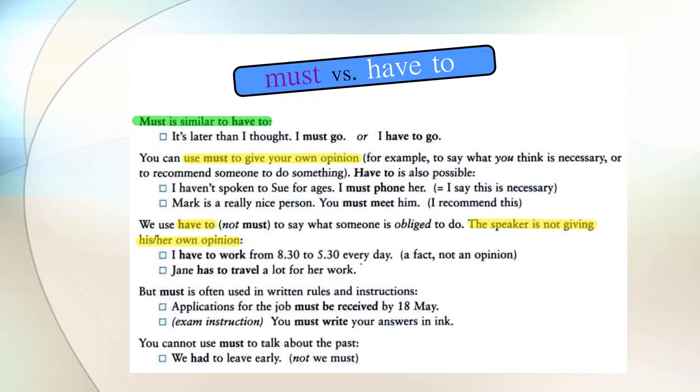But must is often used in written rules and instructions. You must write your answers in ink. You cannot use must to talk about the past. We had to leave early, not we must. Note that we cannot use must in the past tense; instead we use had to.